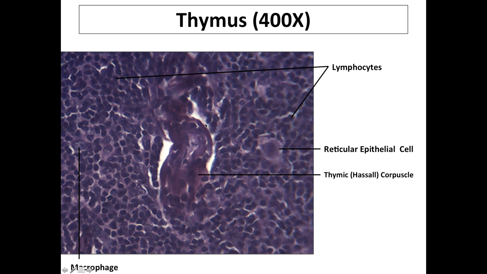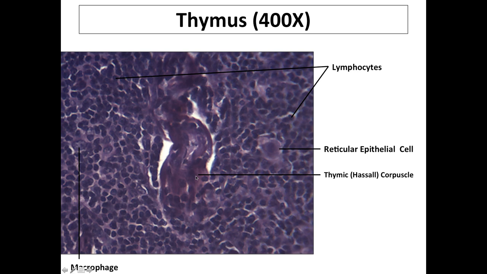Now, one of the structures that can be very difficult to find, so you may want to ask for assistance with, is called a thymic or a Hassall's corpuscle. These are going to be collections of reticular epithelial cells. So you can see this nice pink appearance on the outside and then get an idea for how that pink is going to factor into one of these bundles.